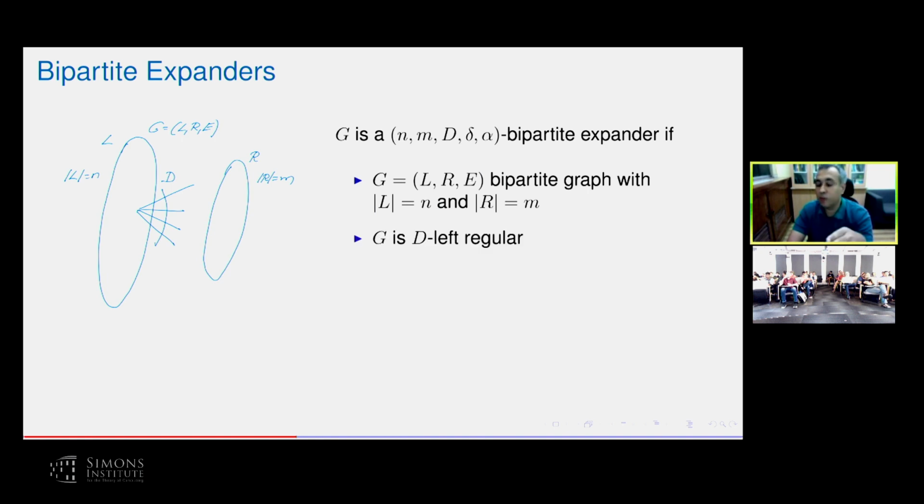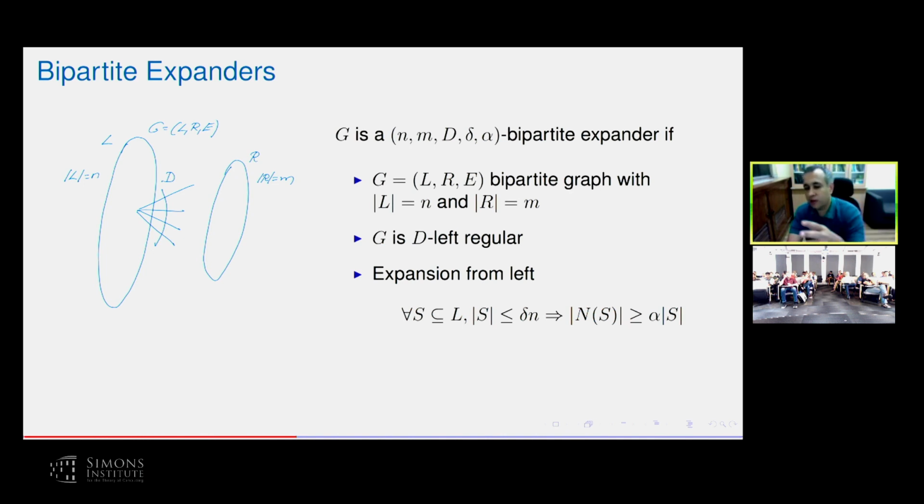I want the graph to be D left regular. It should be regular from the left-hand side, and let's call that regularity, or arity, D. And furthermore, we want a lot of expansion from the left. That is, for every not too large subset, every set of size at most delta n, the set of neighbors of this set should be at least alpha times the size of the set. So this is what I'll call an (n, m, D, delta, alpha) bipartite expander.